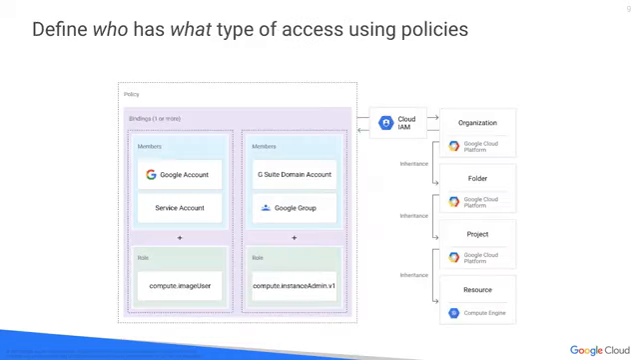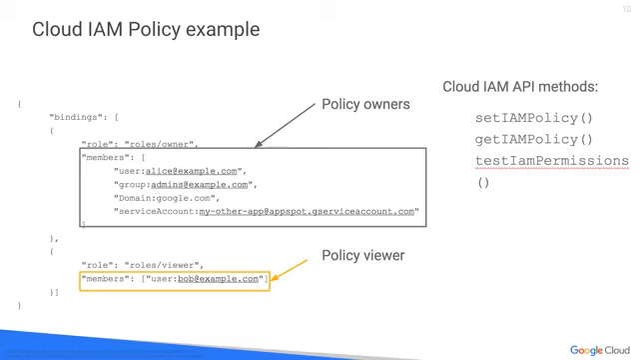A policy is attached to a resource and is used to enforce access control whenever that resource is accessed. A Cloud IAM policy is represented by the policy object. A policy consists of a list of bindings. A binding binds a list of members to a role. The Cloud IAM API methods available are setIamPolicy, which allows you to set policies on your resources, getIamPolicy, which allows you to get a policy that was previously set, and testIamPermissions, which allows you to test whether the caller has the specified permissions for a resource.